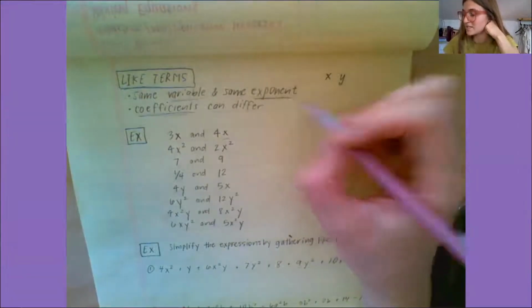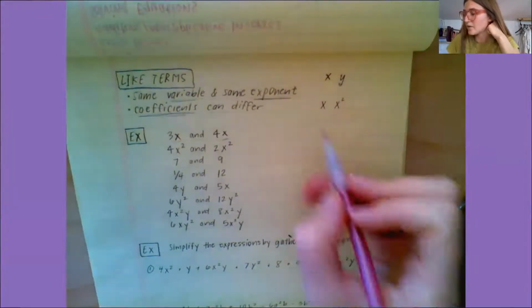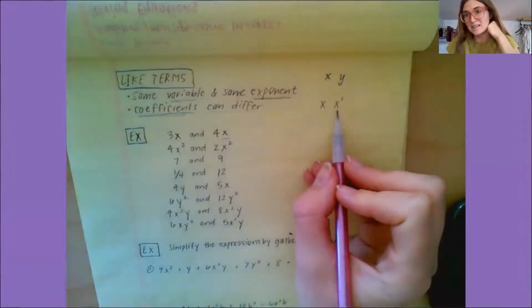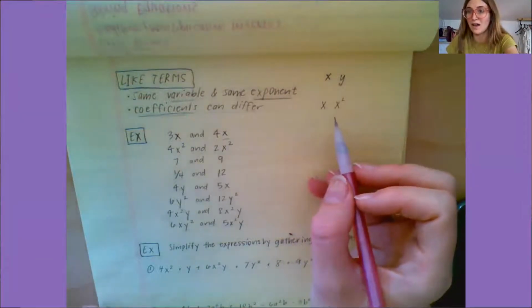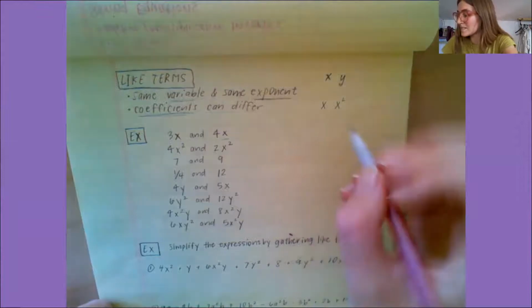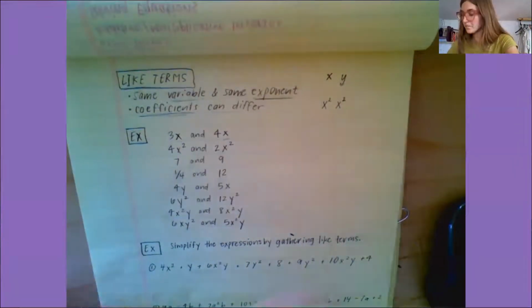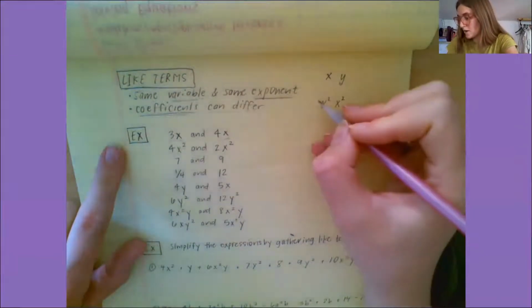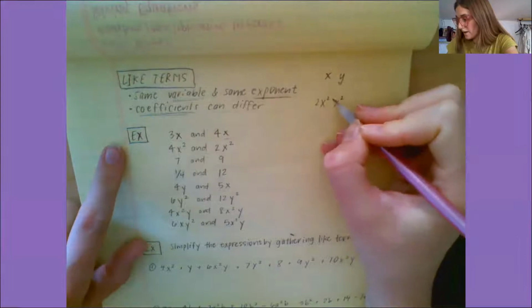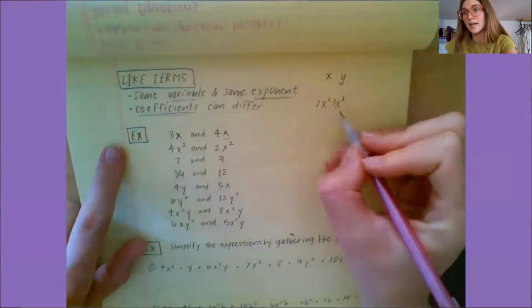And they have to have the same exponent. So if I had X and X squared, even though I have X and X here, they have different exponents, so they're not alike either. We need to have the same exponent. However, their coefficients can be different. So even if I had 2x squared and 3x squared, those two terms are alike.